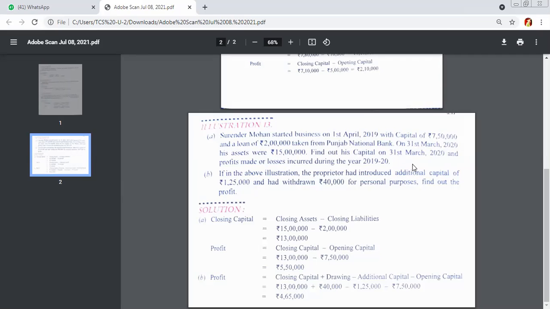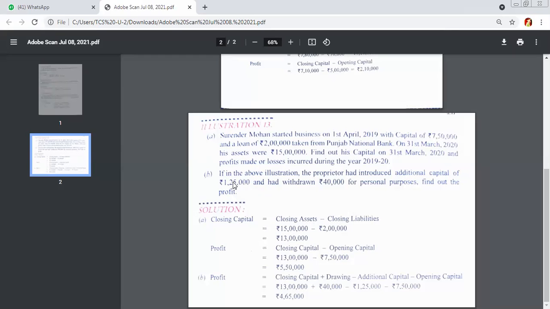Out of this, find out the capital on 31st March. It means the closing capital is to be calculated as well as the profit or loss during the year. So it is very easy. If you have to calculate the closing capital, what should be the formula? Closing assets minus closing liability. If assets minus liability are there, we will calculate the closing capital. Again, in case of profit, what is to be done? Closing capital minus opening capital, as I discussed with you earlier.